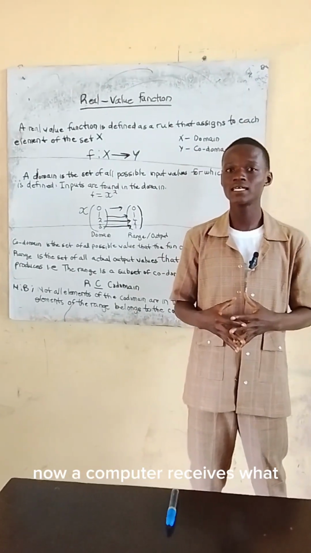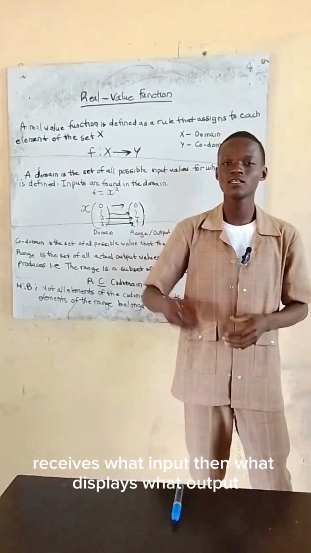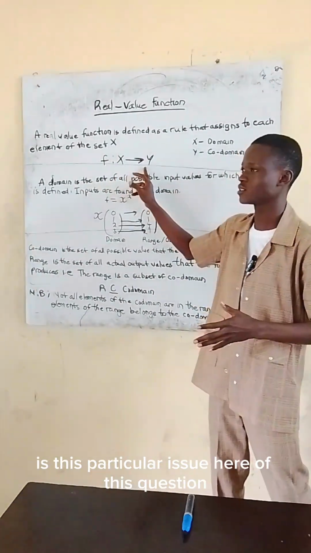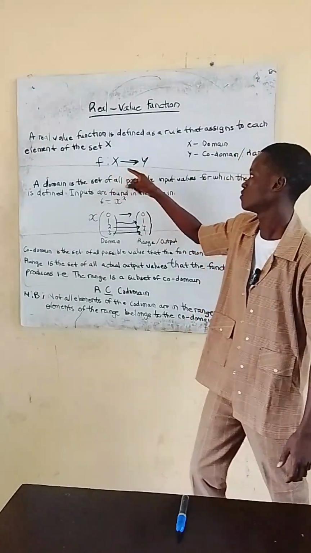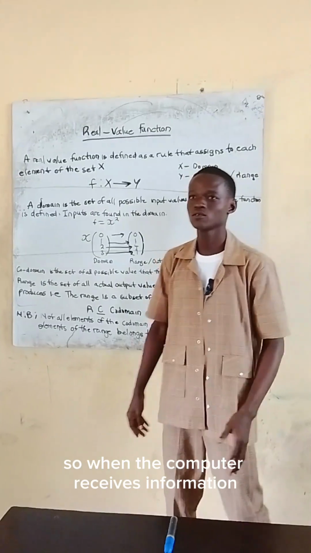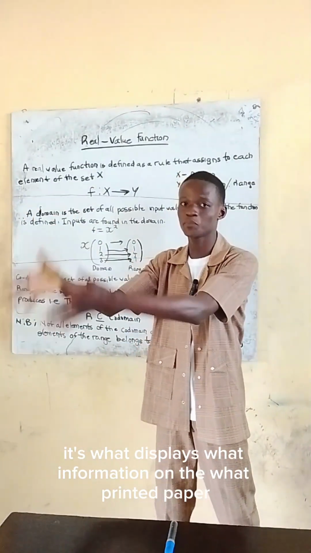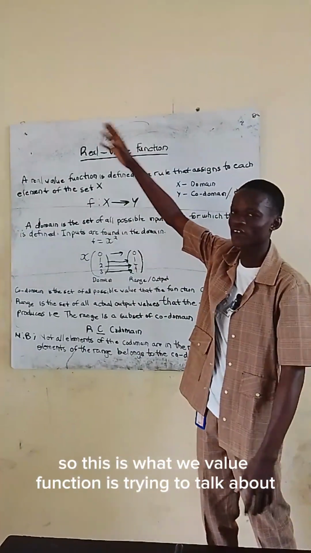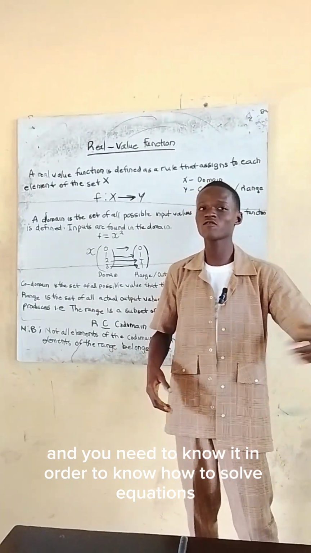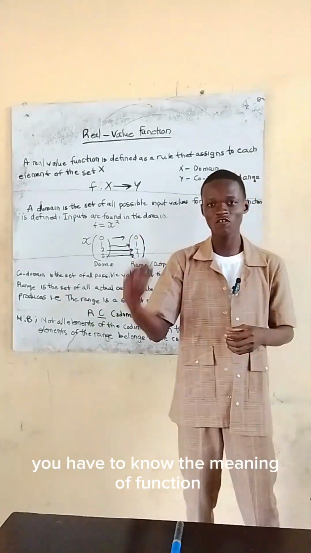Now, a computer receives what? Input. Then what? Displays what? Output. So what you need to know between the two of them is this particular issue of this function. This is the computer here, and the X is what you call the input. Then it is displaying the output. So when the computer receives information, it displays information on printed paper. So this is what real value function is trying to talk about. And you need to know it in order to know how to solve equations such as in differentiation and integration. You have to know the meaning of function.